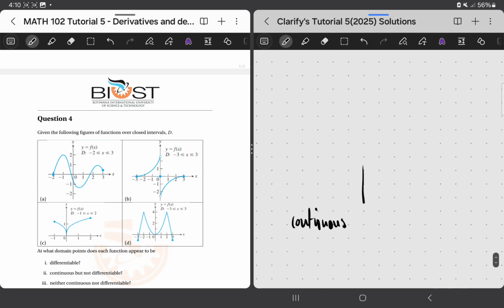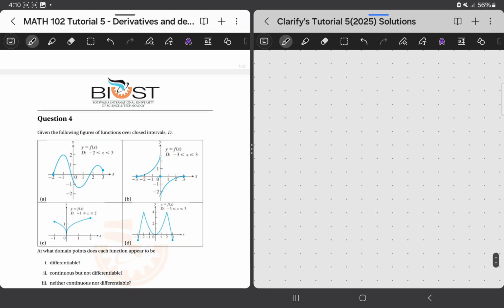But something can be continuous and not differentiable if it has a cusp, a corner like this. This is a continuous function. There are no breaks. There's no vertical asymptote, no hole, no jump. But this is not differentiable because it has a cusp. It's not differentiable because of this, but it's continuous.